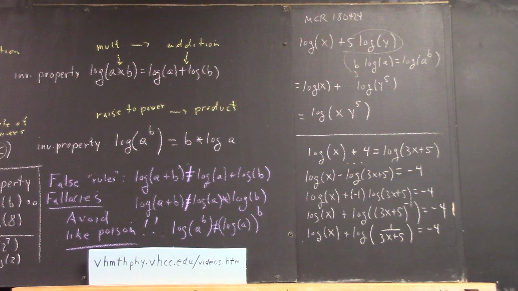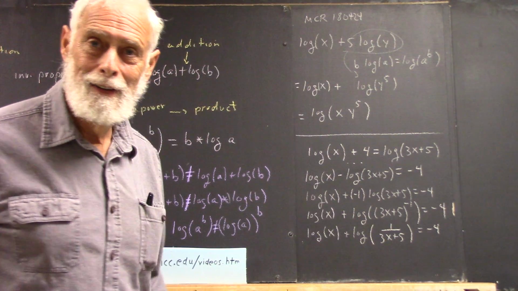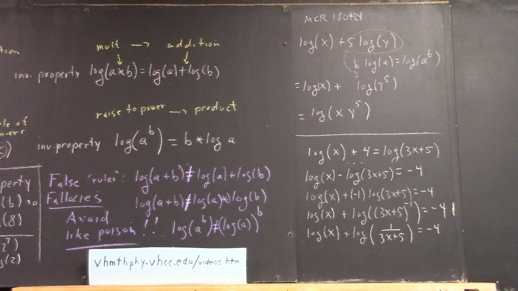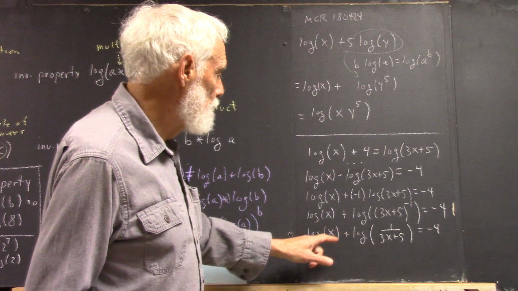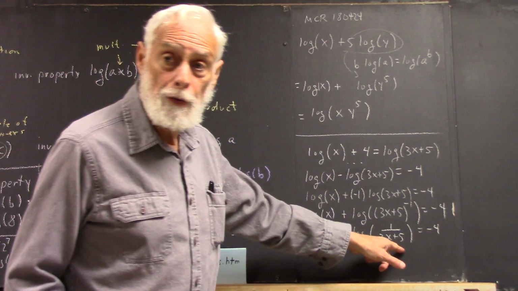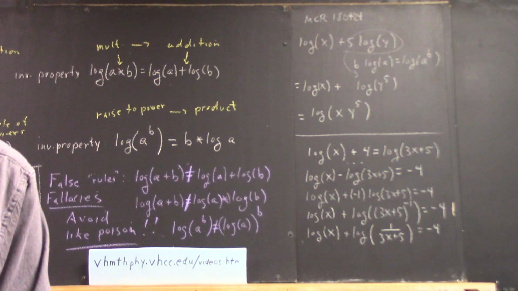Right? It's all uphill from here. That's going to look a little weird. Think it through. But that's what a negative 1 power does. Okay? Now, once you have this, what's the log of x plus the log of 1 over 3x plus 5? What are you going to do with that?